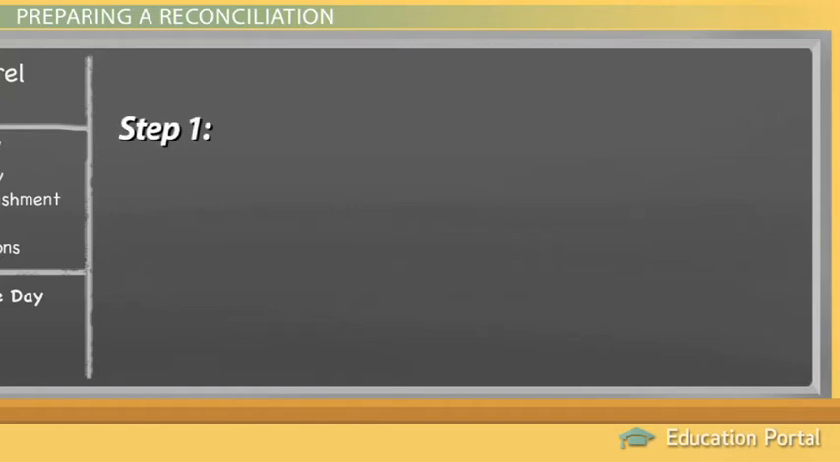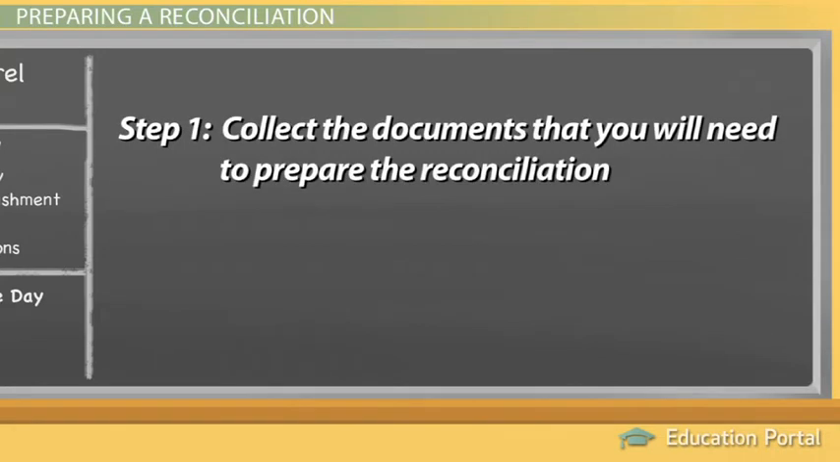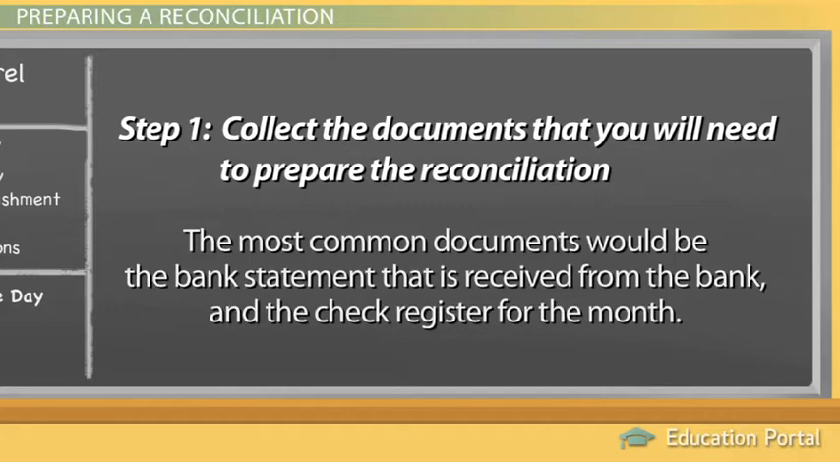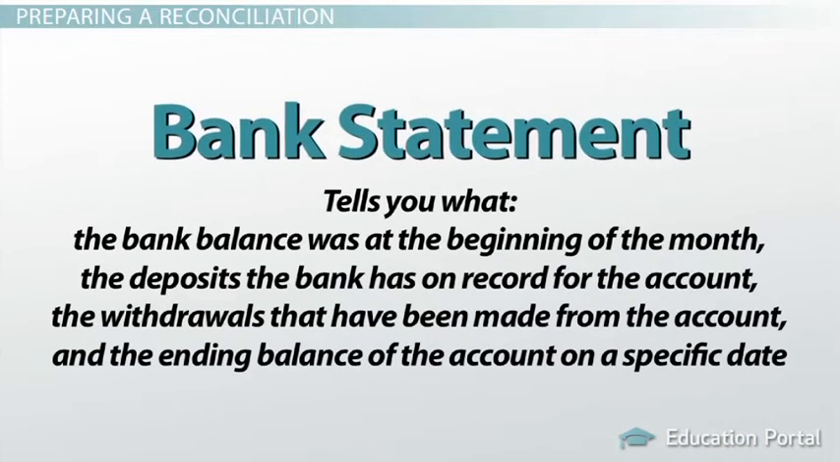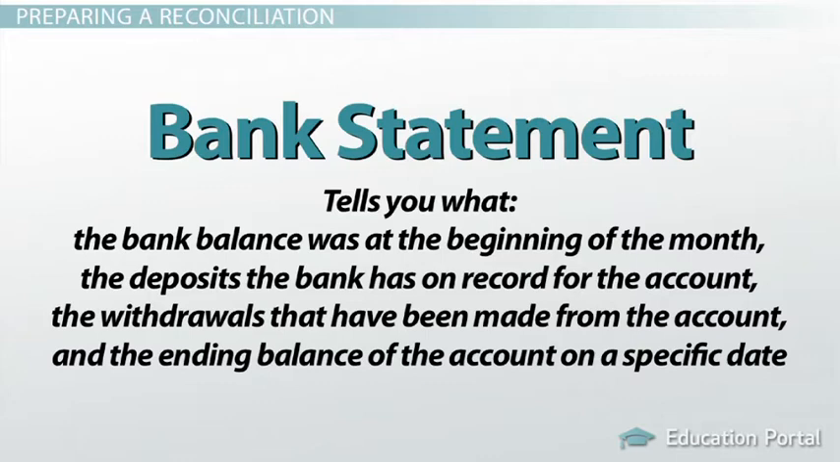Step 1. Collect the documents that you'll need to prepare the reconciliation. The most common documents will be the bank statement that's received from the bank and the check register for the month. In the accounting industry, most check registers are printed off of accounting software and used for the reconciliation. The bank statement tells you what the bank balance was at the beginning of the month, the deposits the bank has on record for the account, the withdrawals that have been made from the account, and the ending balance of the account on a specific date.